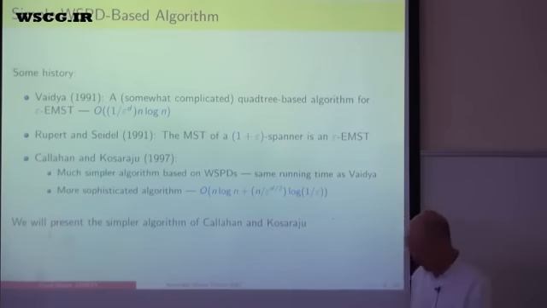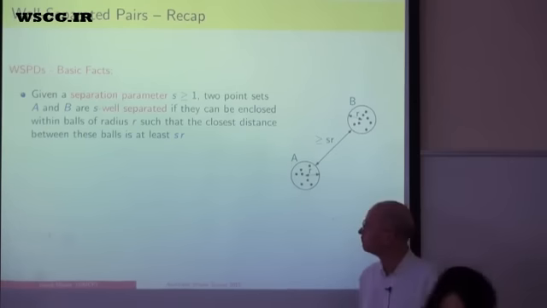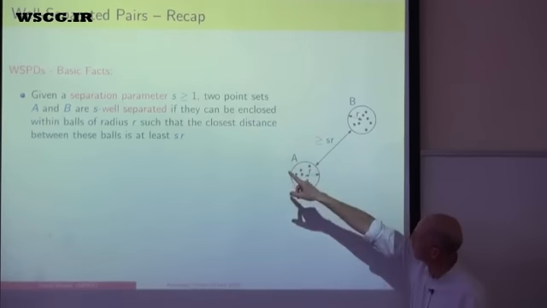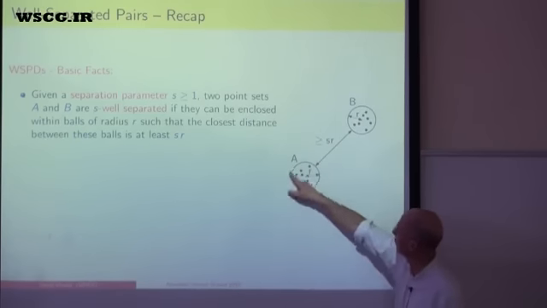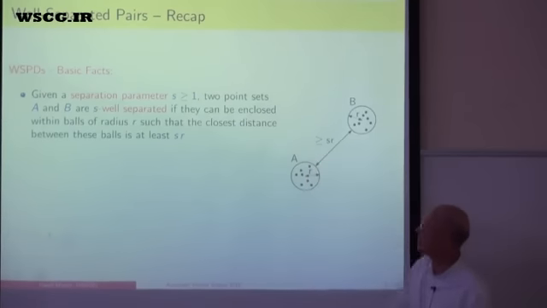I'm going to present the simpler algorithm by Callahan and Kosaraju. Okay, so let me remind you about the well-separated pair decomposition. To be well-separated, for a parameter s, that's the separation factor, they must be enclosed within balls of radius r, such that the separation distance is at least s times r.